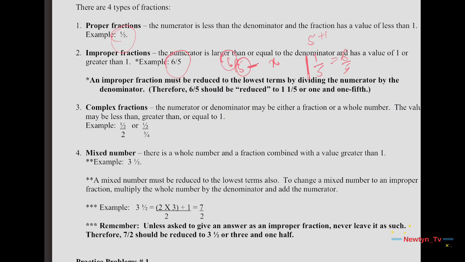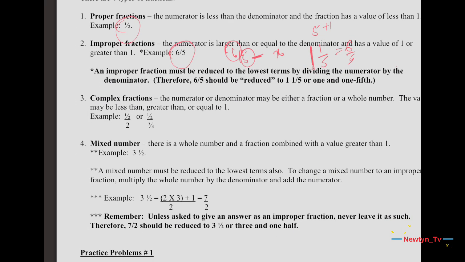Now let's go to complex fraction. A complex fraction is when the numerator or the denominator may be either a fraction or a whole number. So we can get something like 1/2 on 2, as written here, or 1/2 on 3/4, as written right here.